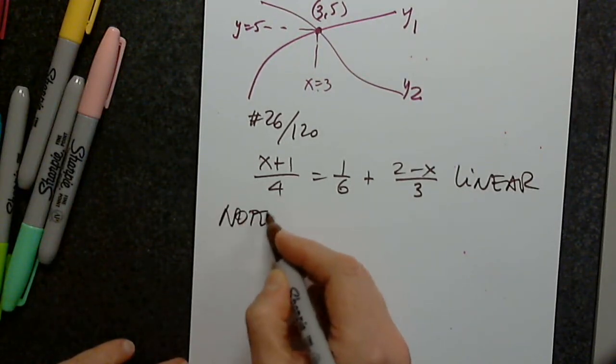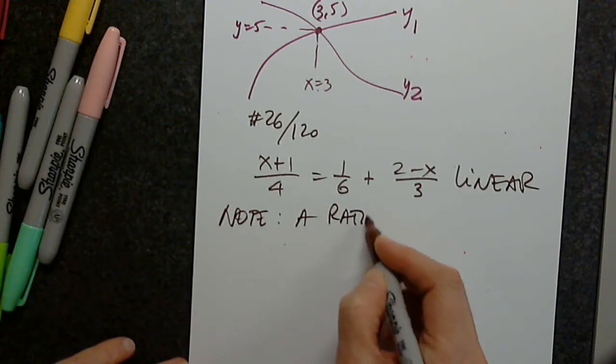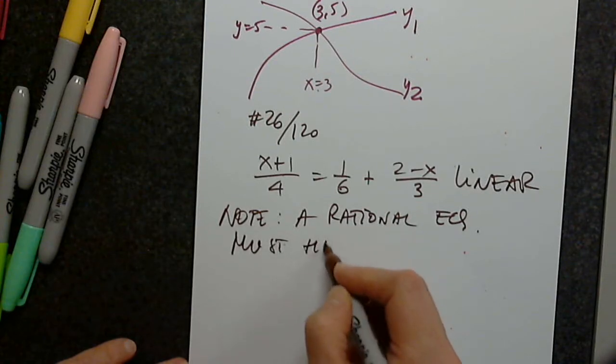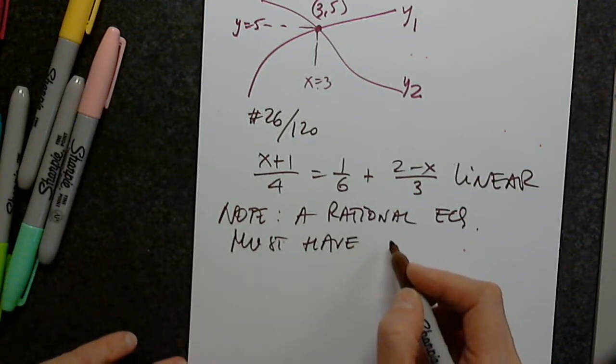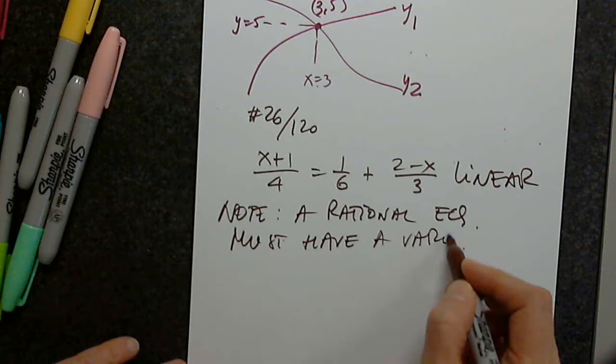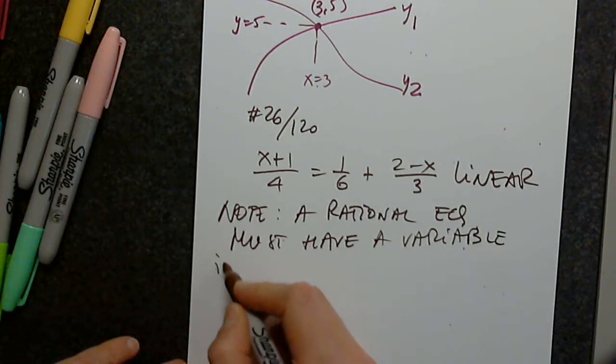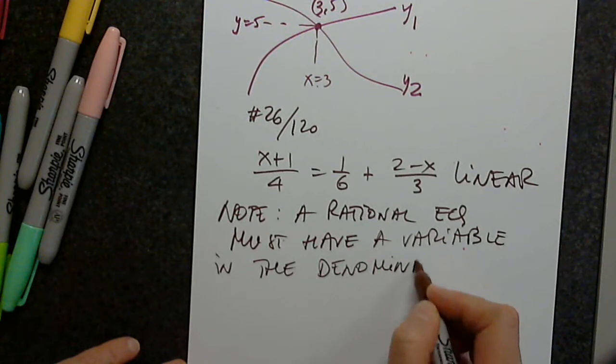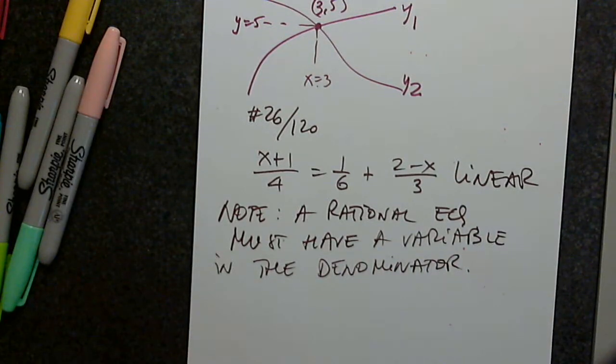Note, a rational equation must have a variable in the denominator. If it doesn't have a variable in the denominator, it's not rational. So this is still linear because the variable has power 1. Next step.